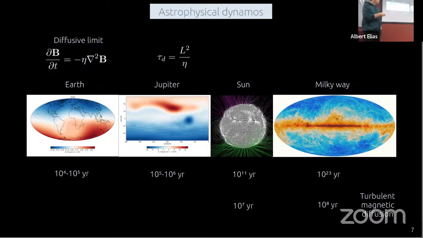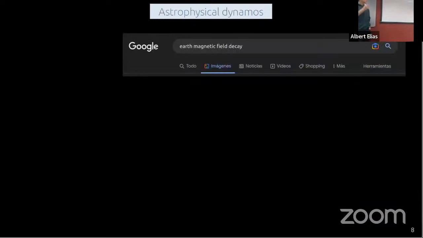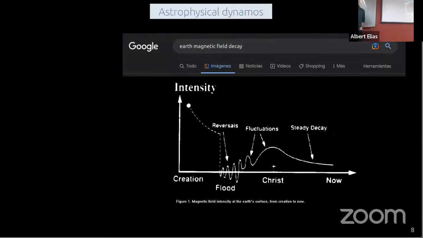Why am I showing you this? Because if we had magnetic decay but no generation of magnetic field, we would have no magnetic fields in these objects, because they would have decayed by now. I did not remember this number, so this week I searched, and I made the big mistake of putting this on Google: Earth magnetic field decay. And this was the first plot that it showed me.